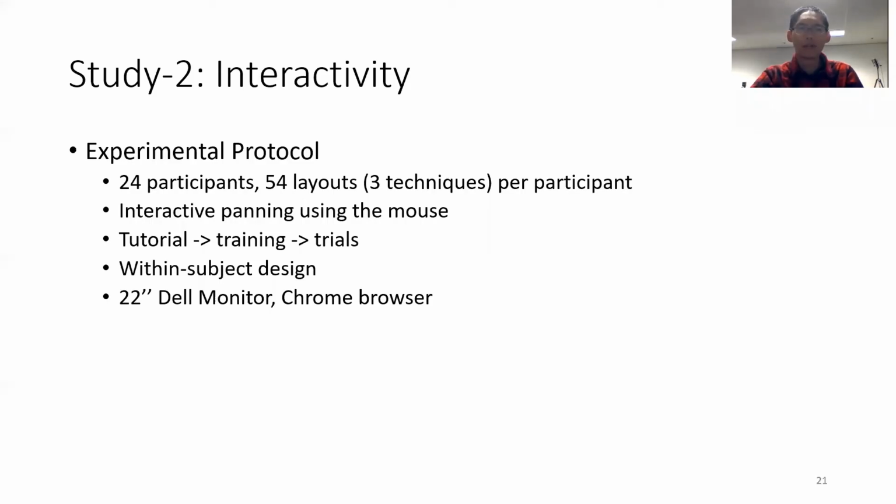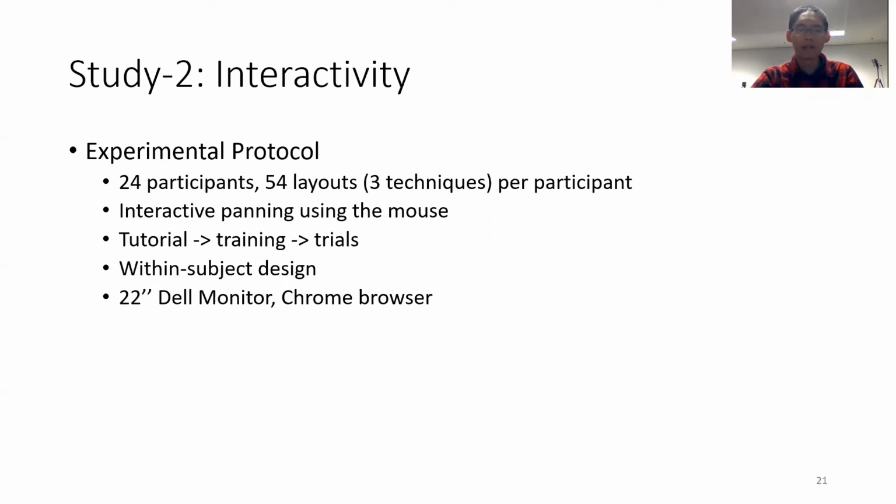How does interaction impact the results? Is our torus layout with interactivity really better than non-torus? We recruited a new set of 24 participants. None of them had attended the previous study. We repeated the same experimental design as the first study, except adding interactive panning to torus layouts.